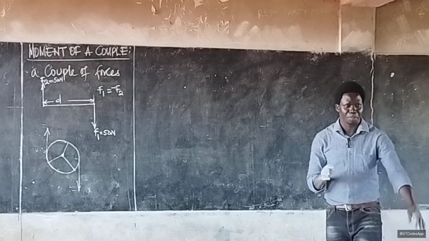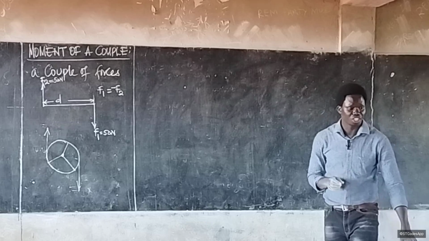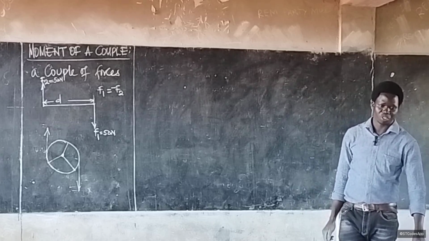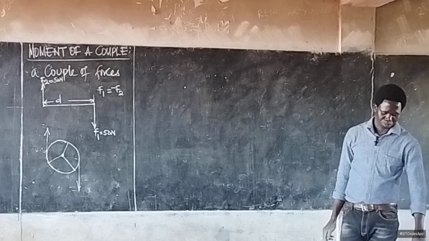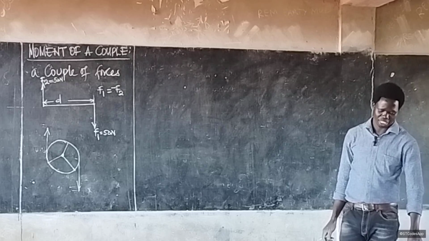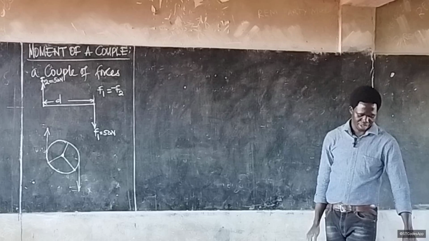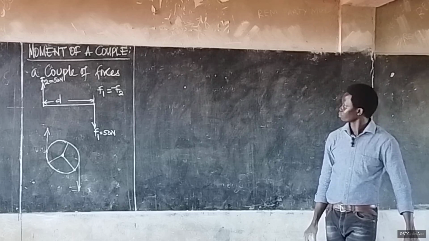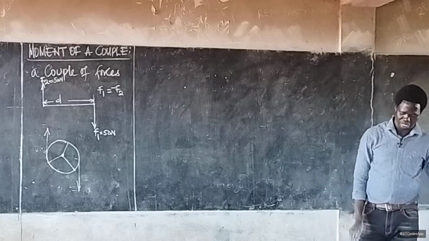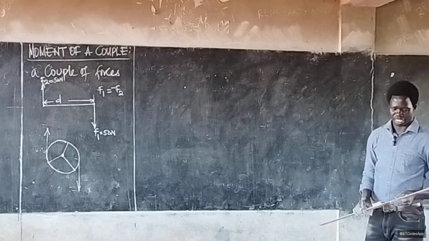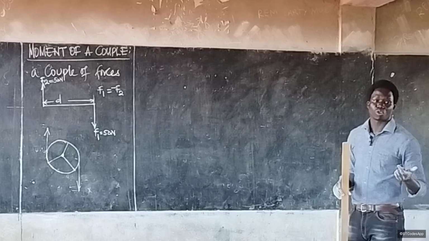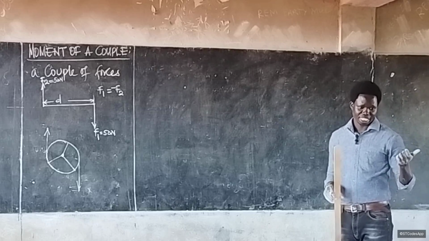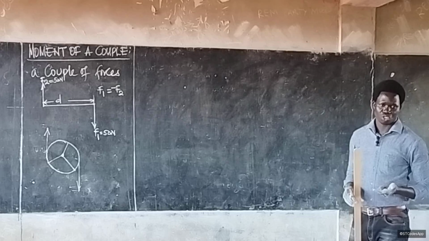Let us say a couple is a pair of forces of equal magnitude acting in opposite directions, and whose lines of action do not interact. A couple is a pair of forces of equal magnitude acting in opposite directions and whose lines of action do not interact.